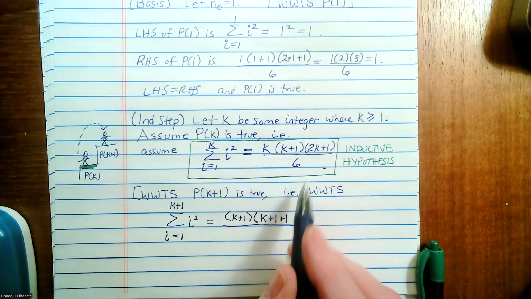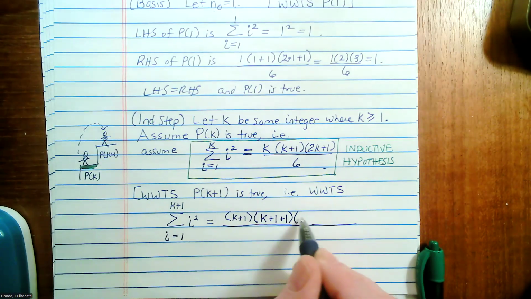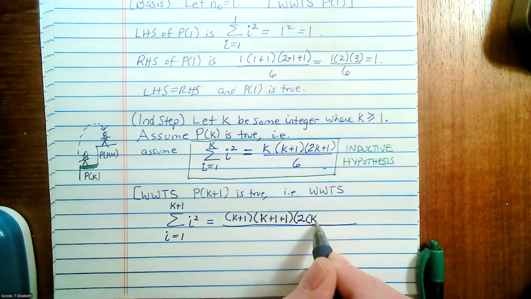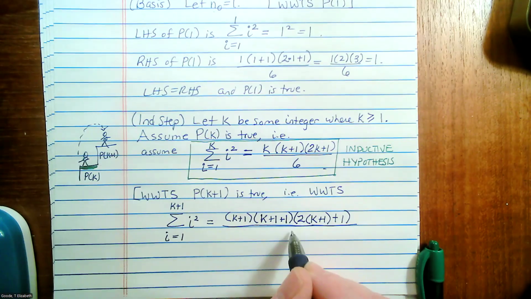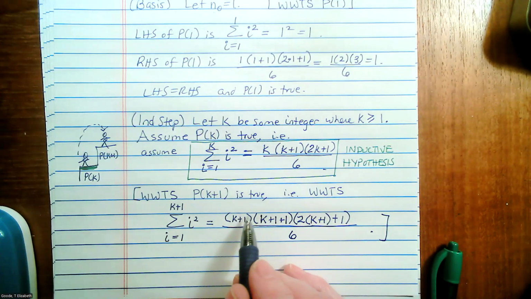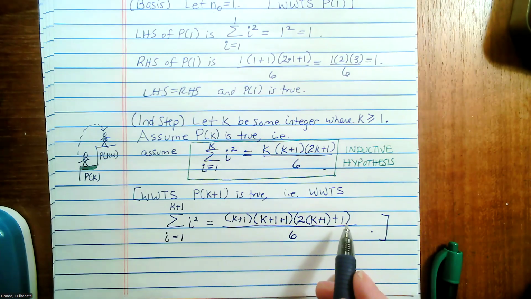The K plus 1 plus 1. Right. And then you do parentheses 2, and then you put another parentheses K plus 1 plus 1, over 6. Beautiful. And of course, this reduces. It becomes K plus 1 times K plus 2 times 2K plus 3.